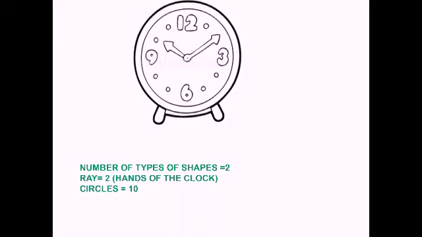Inside the clock, inside the dial, look, there are 1, 2, 3, 4, 5, 6, 7 small circles. After each digit there is a circle. One circle you cannot see because the minute hand of the clock is on it. So there are 8 circles and 2 borders of the clock. So there are 10 circles and 2 rays. So these are the shapes in this diagram.